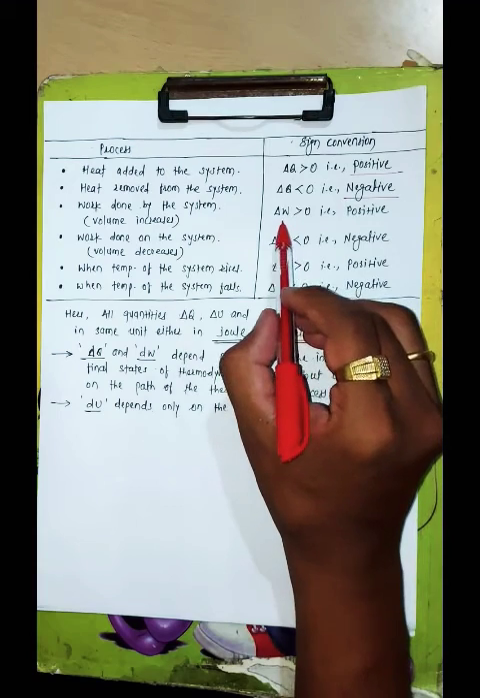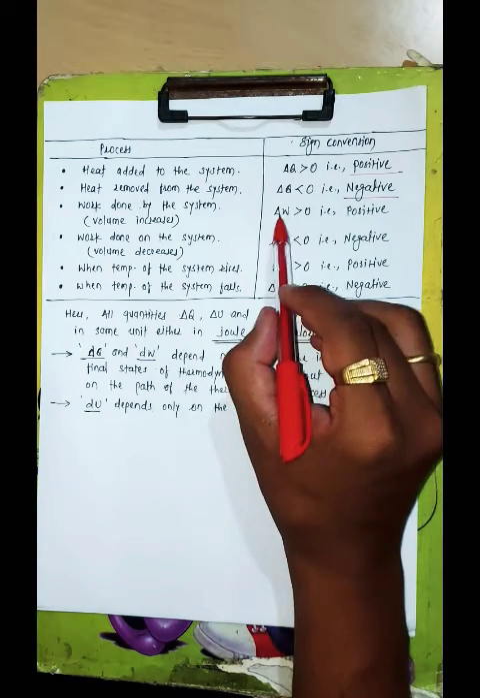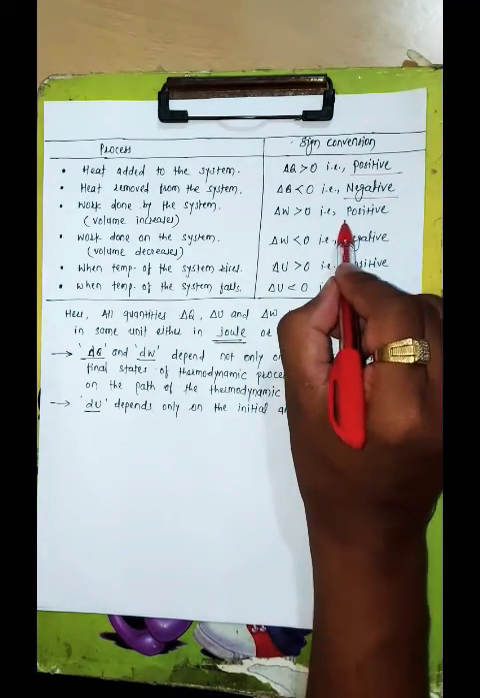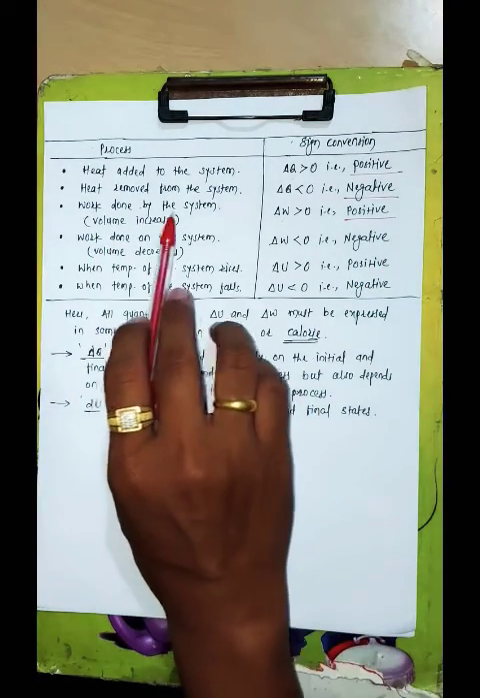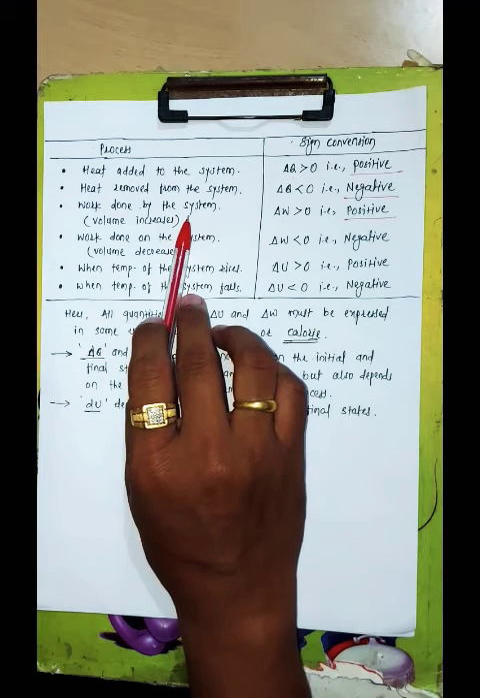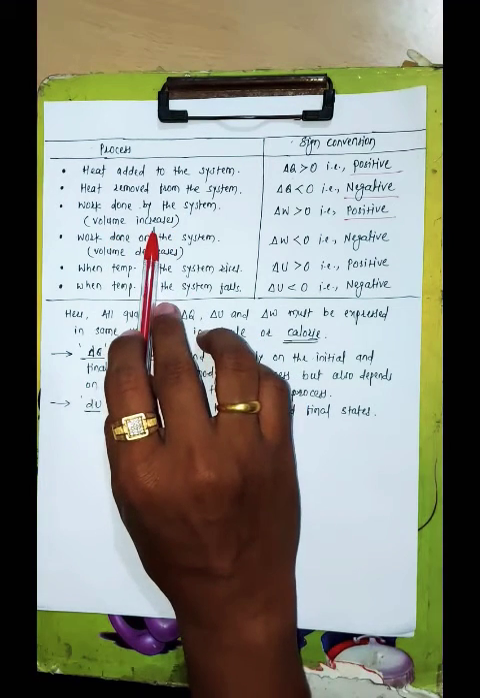at that time delta W is greater than 0, and if delta W is greater than 0, then work should be positive.